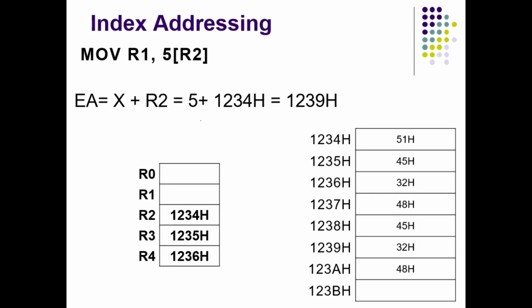The content of R1, for example, if I consider it as 10H, if content of R1 is 10H, the processor finds out that the effective address you are referring to in the destination operand is 1239H. So this 10H will be copied to address 1239H. Whatever data is there will be discarded and 10H will be stored in that particular byte. So this is how index addressing mode works in this example.